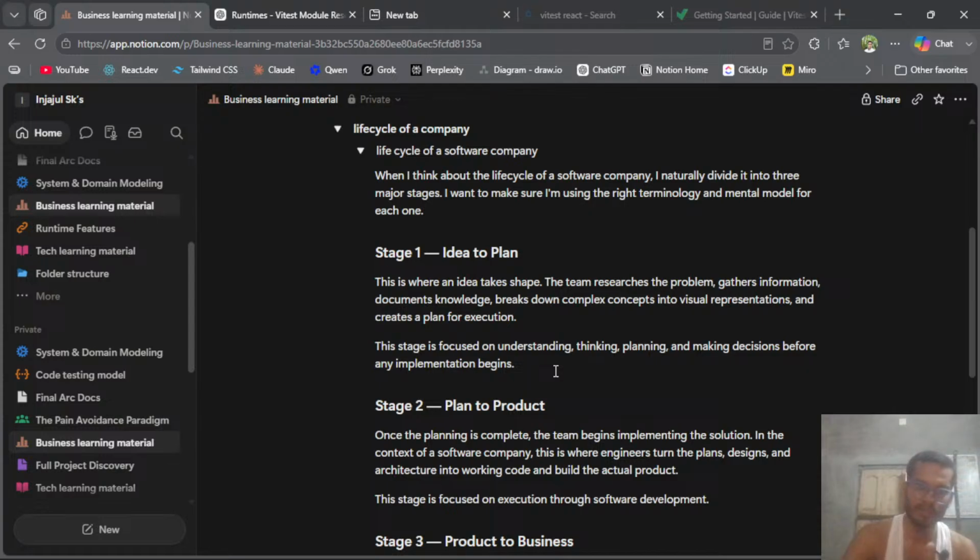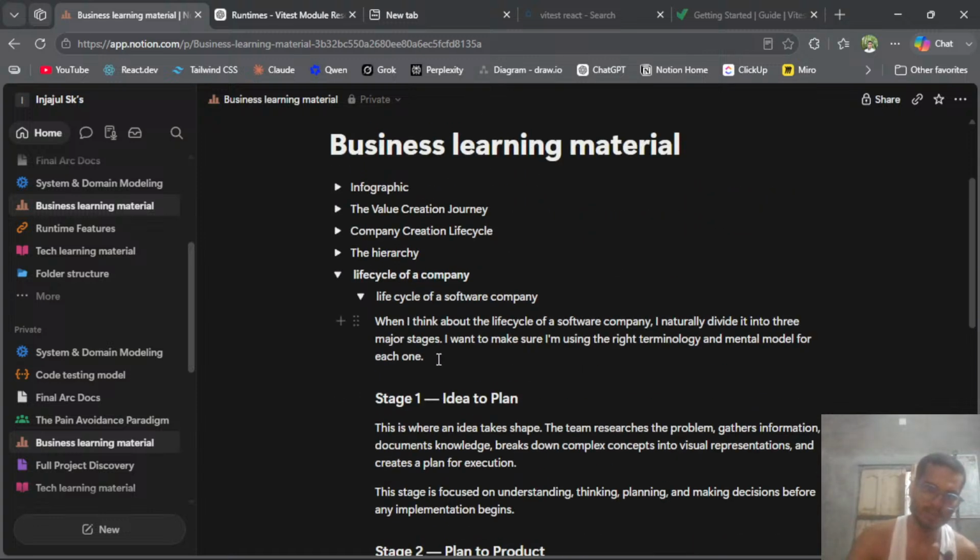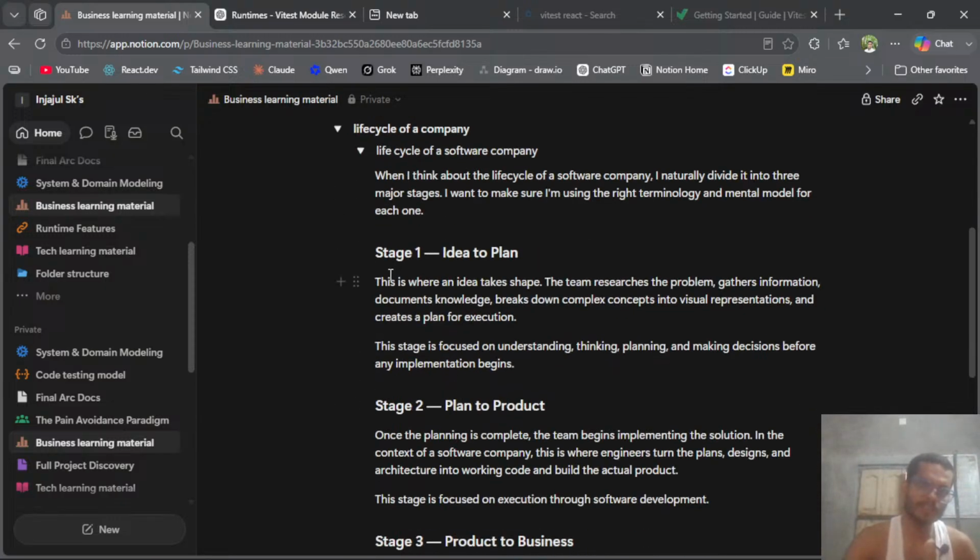We have three types of stage. I call this the life cycle of a software company, which means the life cycle of creating a company. So we have stage one, idea to plan. In this stage, you are just researching your product and designing your idea, and as developers, you know people create a lot of workflows and business entities. So this is the first stage, and at this moment my product is around this stage one.